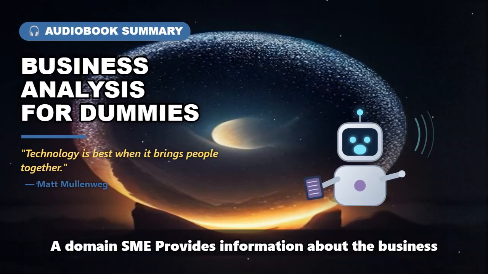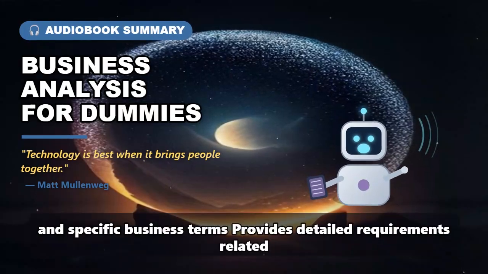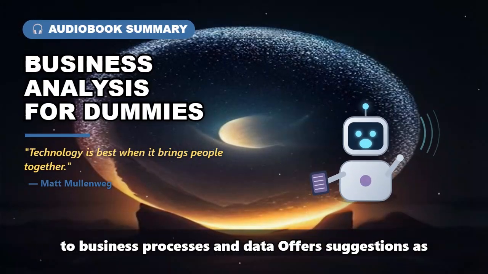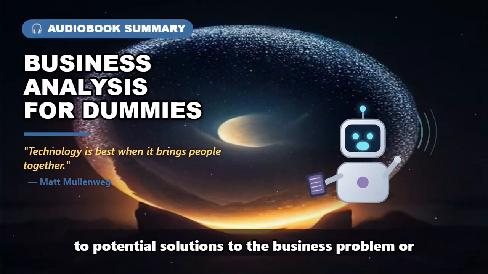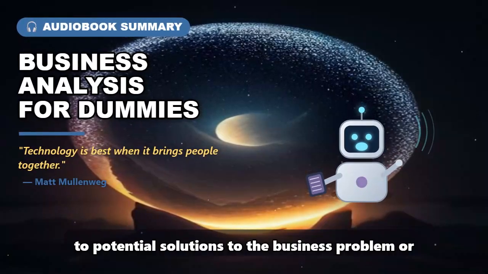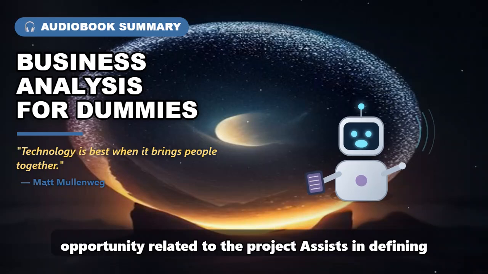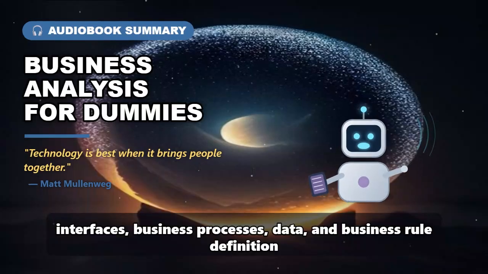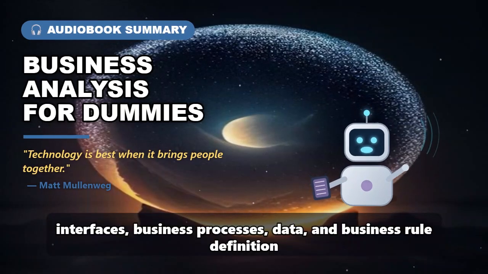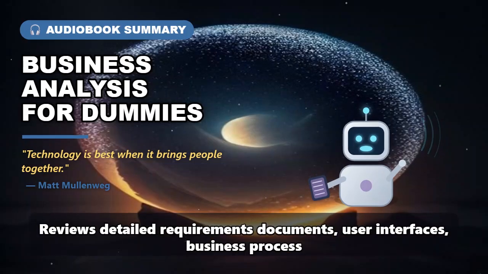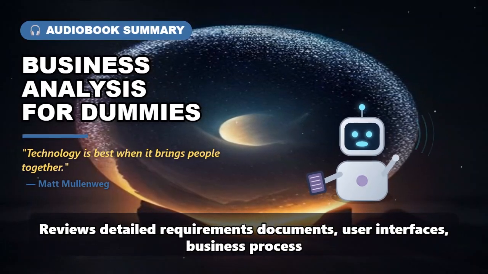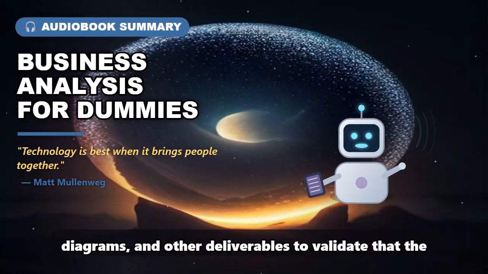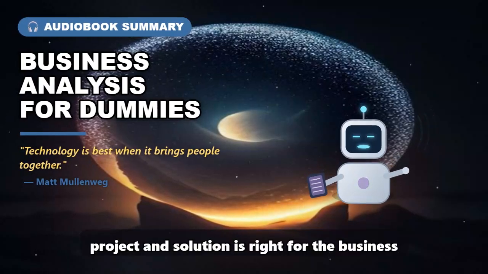A domain SME provides information about the business and specific business terms, provides detailed requirements related to business processes and data, offers suggestions as to potential solutions to the business problem or opportunity related to the project, assists in defining project scope, works with the BA on user interfaces, business processes, data, and business rule definition, reviews detailed requirements documents, user interfaces, business process diagrams, and other deliverables to validate that the project and solution is right for the business.